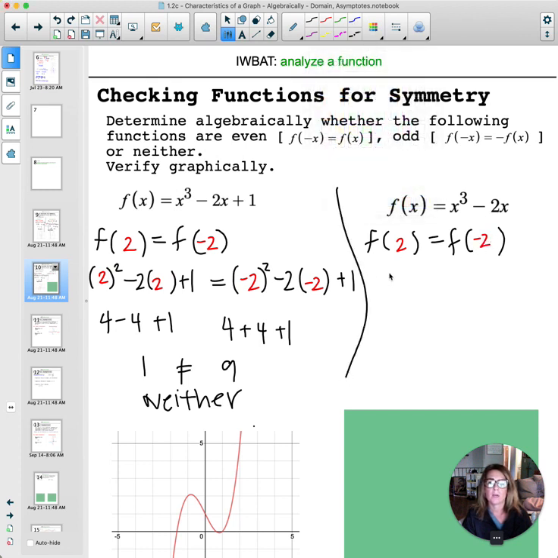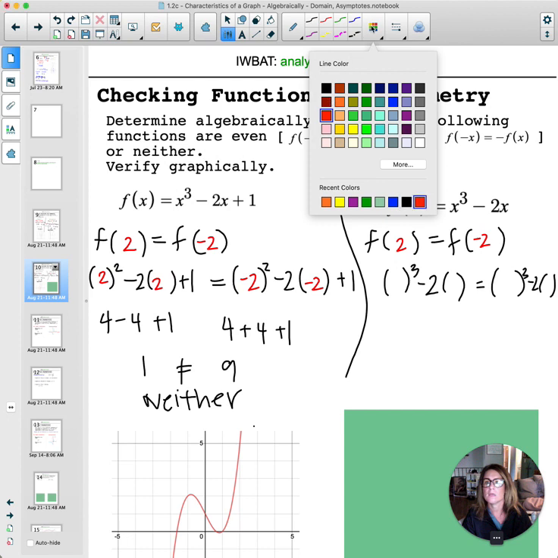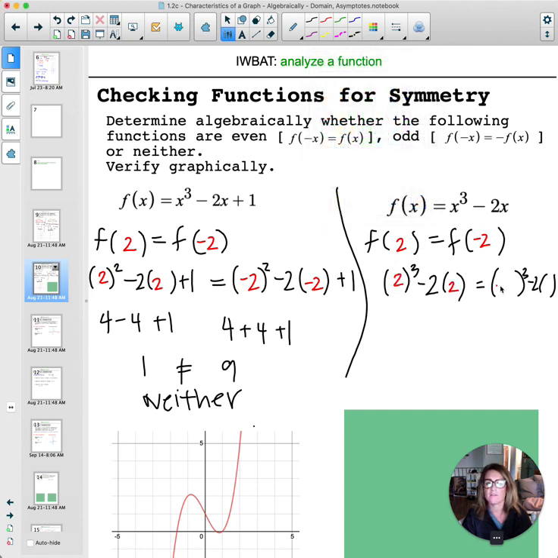So this function is x cubed minus 2 times x. So we'll do that for each one. Plugging in 2 on the left and then -2 on the right and just checking for equal or opposite. So 2 cubed is 8. -2 times 2 is -4. And then 8 minus 4 is 4.